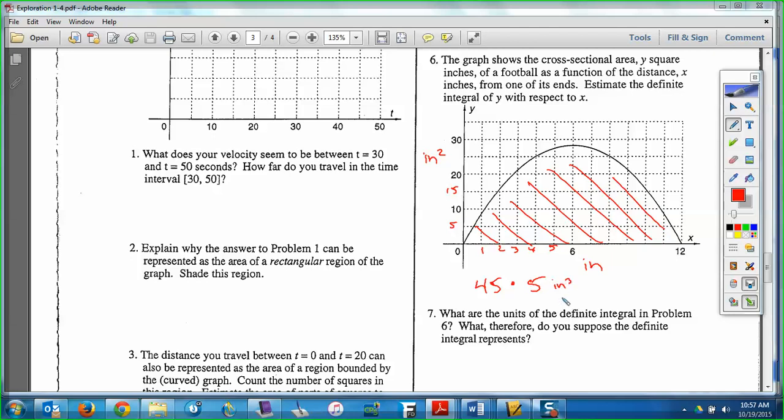This is 5 inches squared times 1 inch. The area of 1 square is 5 cubic inches. So this is 45 squares times 5 inches cubed per square, for a total of 225 inches cubed. There, so we just did an area problem that had feet for its units, and now we did an area problem that had cubic inches as its units. What did we just find on that football by doing that? Volume. We just found the volume of that football.